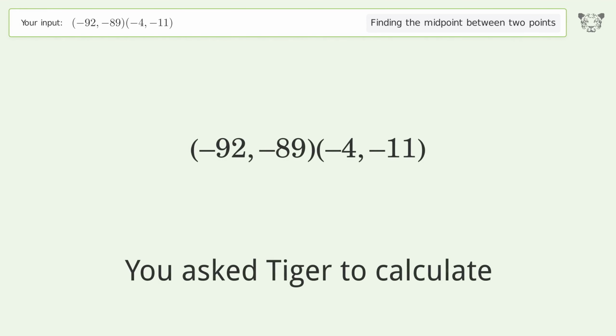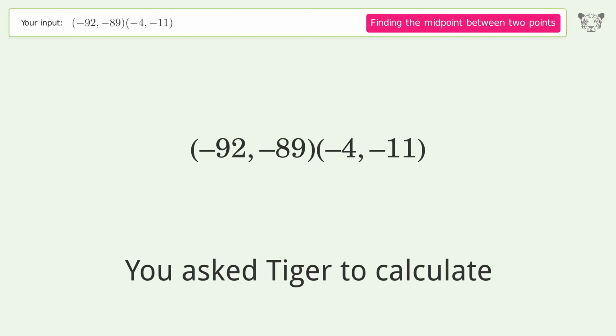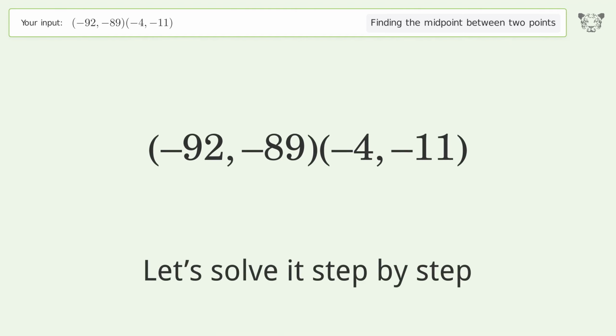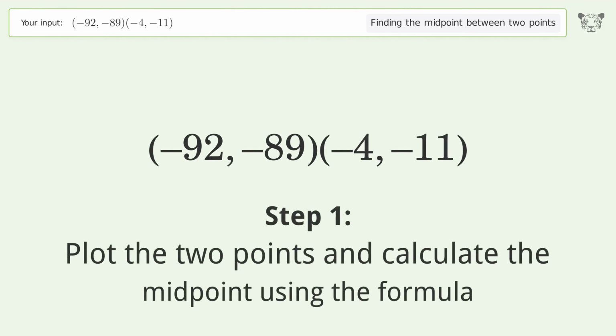You ask Tiger to calculate. This deals with finding the midpoint between 2 points. The midpoint between the 2 points is -48, -50. Let's solve it step by step. Plot the 2 points and calculate the midpoint using the formula.